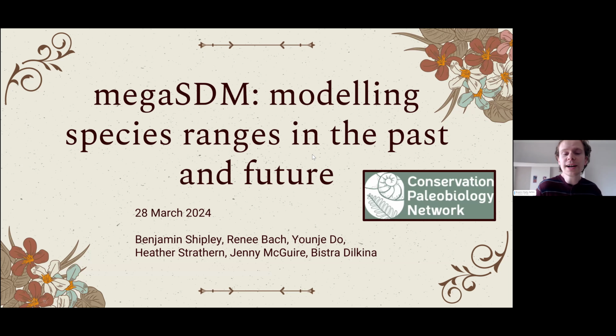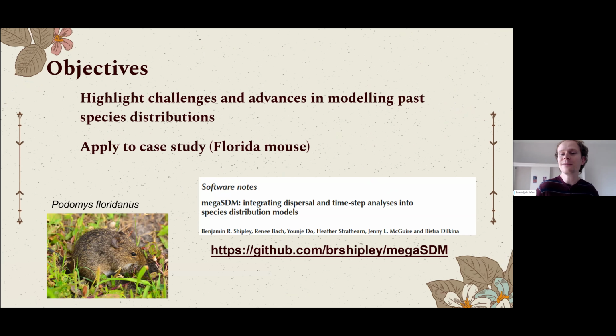During this talk, I would like to highlight some of the challenges that we might have when modeling species distributions in the past, and new advances in methods that can help mitigate some of these challenges. I'll talk about the software package I developed, Mega SDM, and I'll apply these new methods to a case study of the Florida mouse, looking at its range shifts through the Pleistocene. To note, all of the code and the software that I will use in my demonstration is on GitHub, and it's also published in a journal article in Ecography.